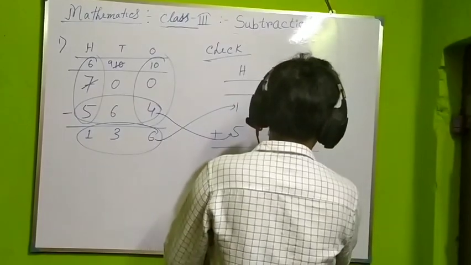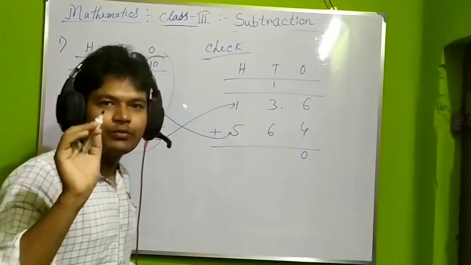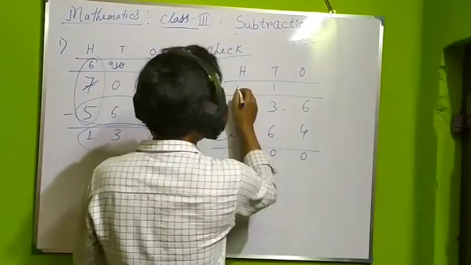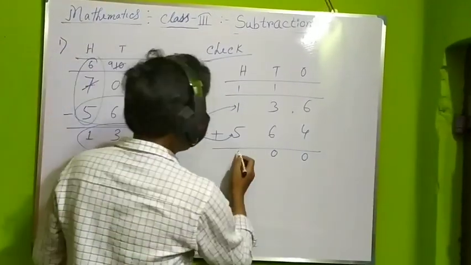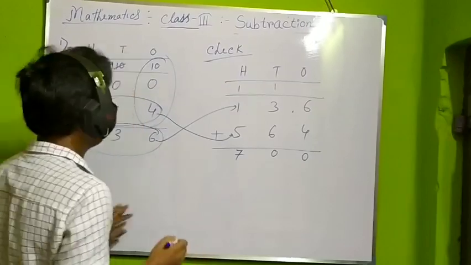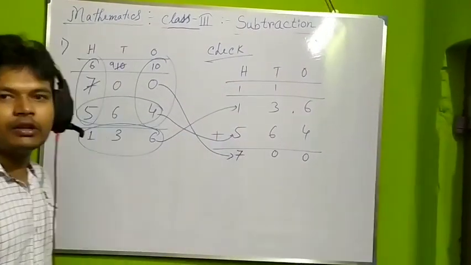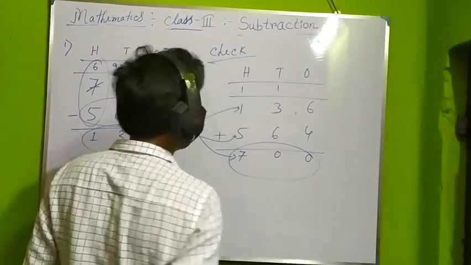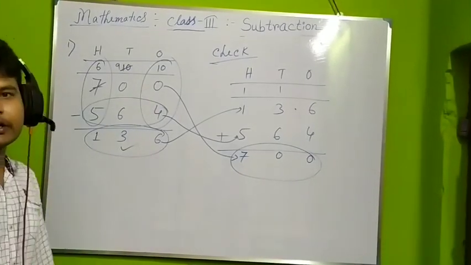6 plus 4, 10. 0 is written, 1 is carried. 1 plus 3, that is 4. 4 plus 6, again 10. 1 is carried. So 1 plus 1, 2, plus 5, 7. So we write down 700. Now you can see that it is the same as the minuend. So we get back the minuend. Okay, now we can say that our subtraction is correct.